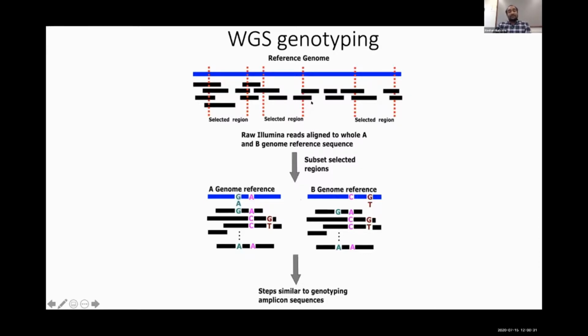So the first step in genotyping the whole genome is we align the reads to the whole reference A genome and B genome, but then we subset the alignments based on the selected target region. So now you're basically genotyping just a few thousand base pairs compared against the 3.2 billion base pairs. So once you break it into this, it eventually becomes a case like genotyping amplicon sequencing, which I mentioned before.